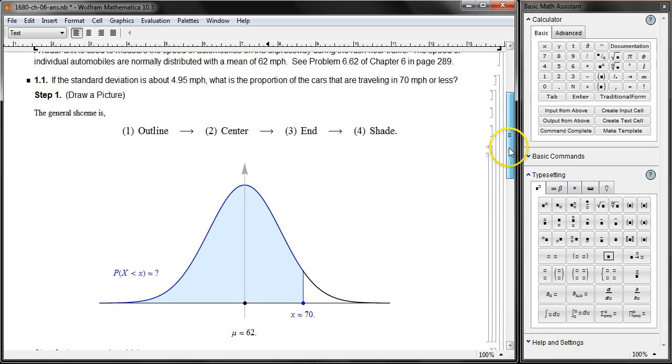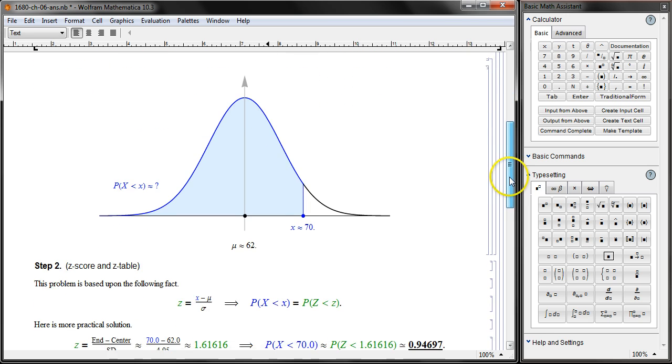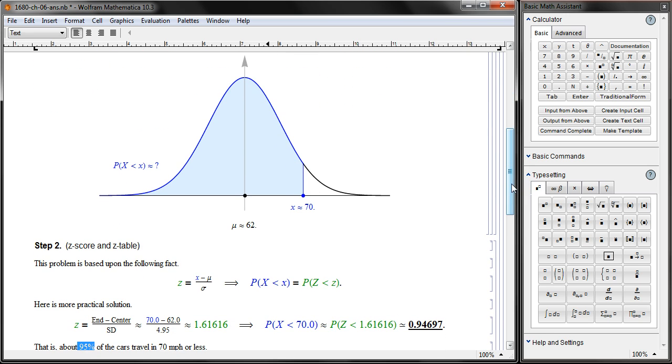Let's summarize. Draw a picture, outline, center, end, and shade, and z-score computation, end minus center over SD, calculate and get up to the second decimal digit and look up the table. That's how we get the probability of the shaded region on the left hand side.